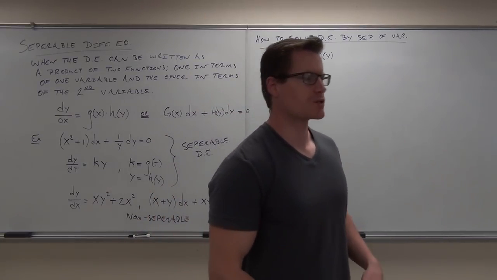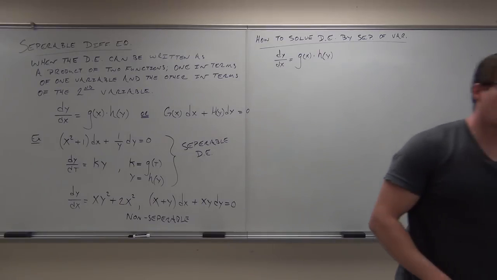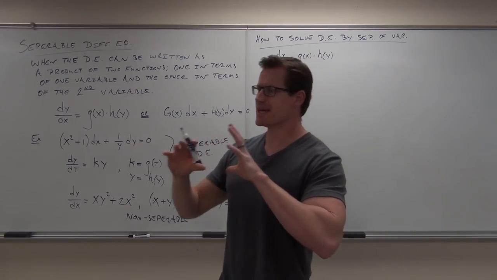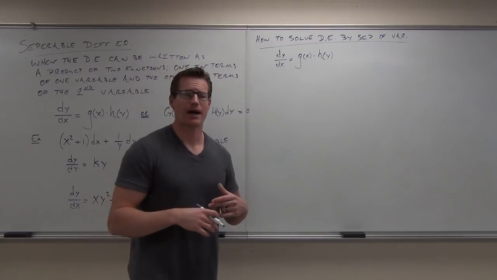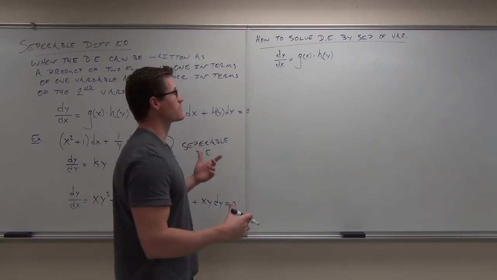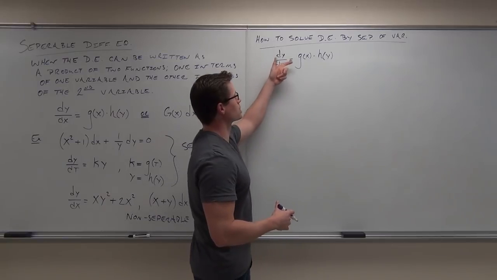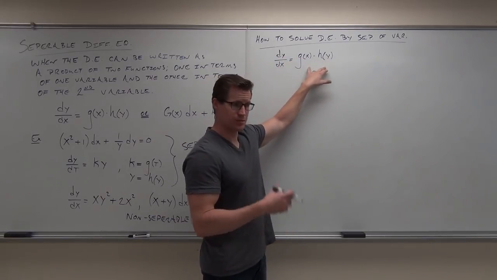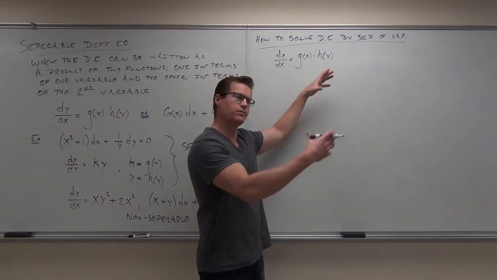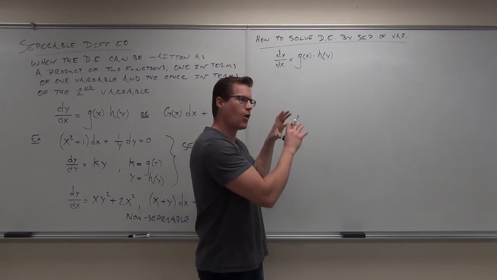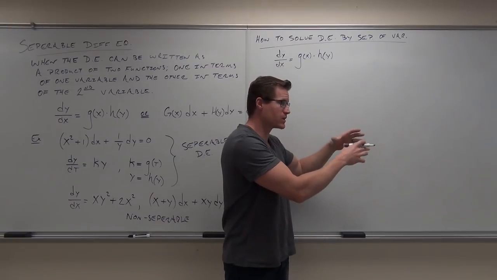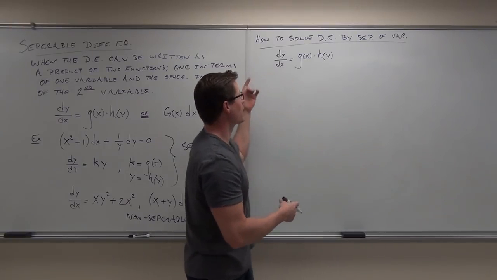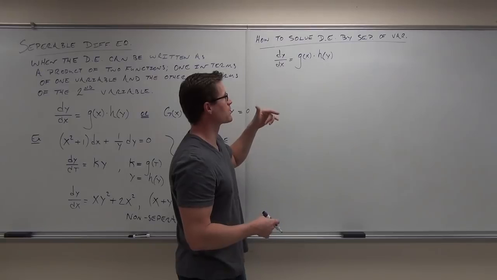Well, the idea is we want to have all of our x's and dx's on one side and all of our y's and dy's on the other side. So basically, if I have dy dx equals g of x times h of y, this means it's separable because I can get all my y's on one side, all my x's on the other side, hence we can separate those variables. So this is how to solve differential equations by separation of variables.